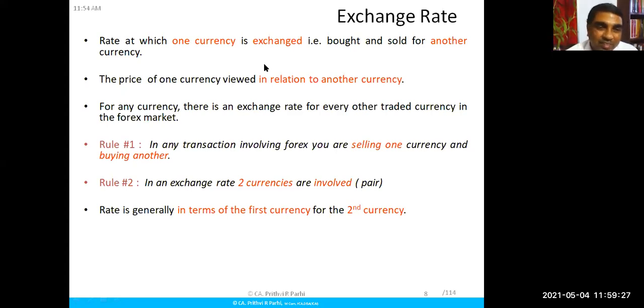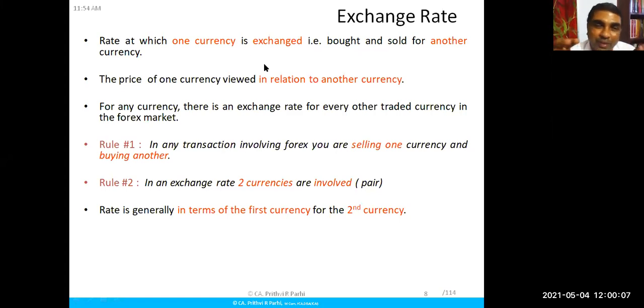Or you can say the price of one currency viewed in relation to another currency. That means the price of dollar with reference to rupee is its exchange rate. Or the price of dollar with reference to euro, that is its exchange rate. So the price of one currency viewed in relation to another currency can be referred to as exchange rate. For any currency, there is an exchange rate for every other traded currency in the forex market.